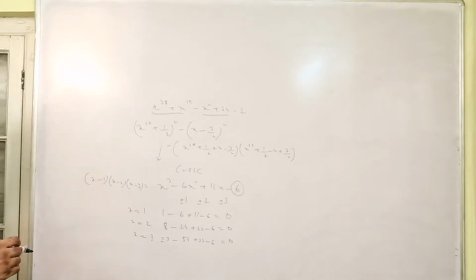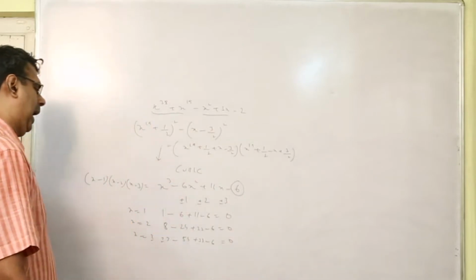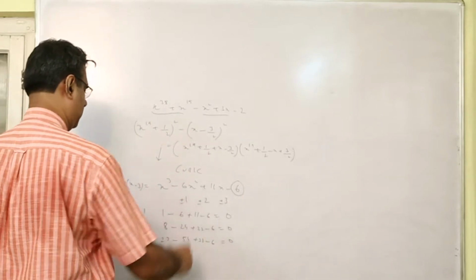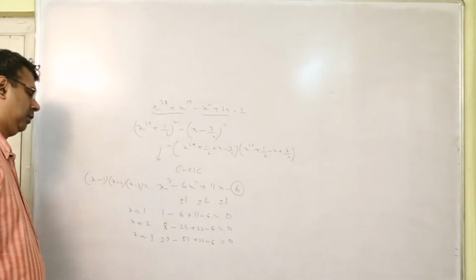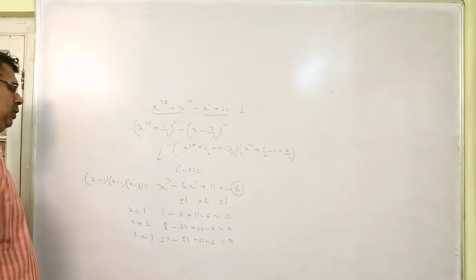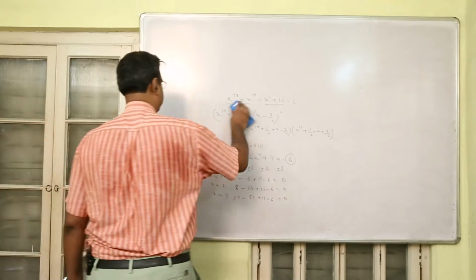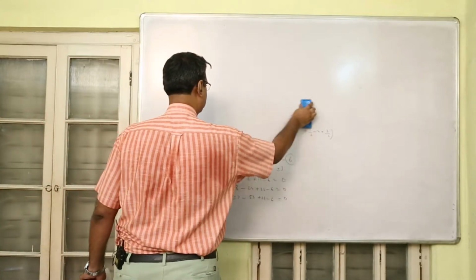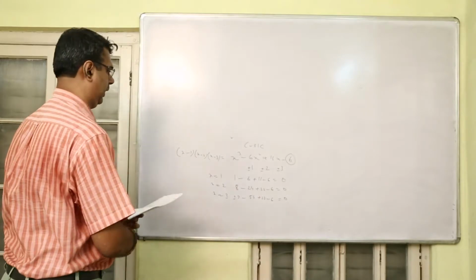So once again I repeat, you need to factorize the constant term and fit each value into the expression and see for what values you get a 0. Those values will help you to factorize the expression. Now in this technique I have chosen a cubic which is factorizable into 3 linear factors.